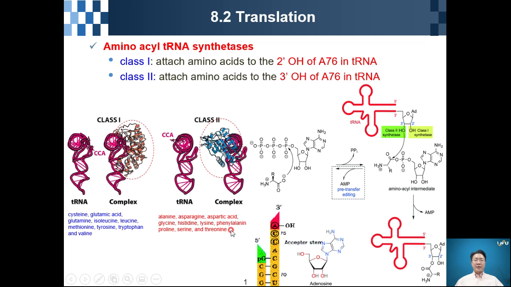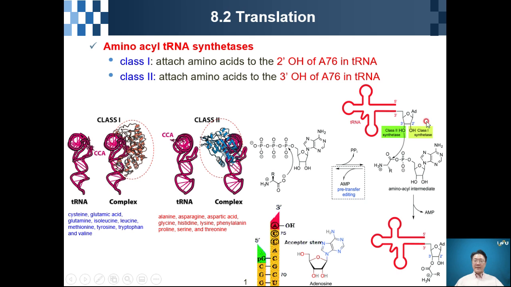There is also a specific difference between class 1 and class 2. So this is the tRNA structure. I magnified the tRNA. So this is 5', and 3' is located here. The 76th nucleotide is adenosine. So in the tRNA, the final nucleotide, the 76th, is adenosine, located here.